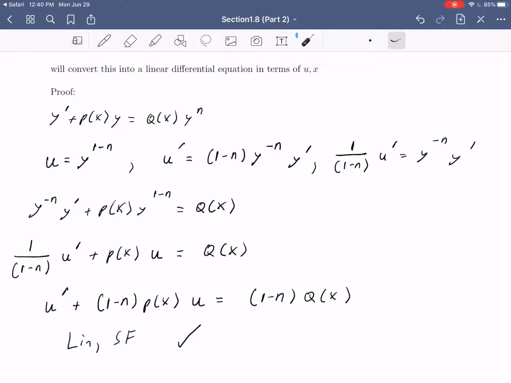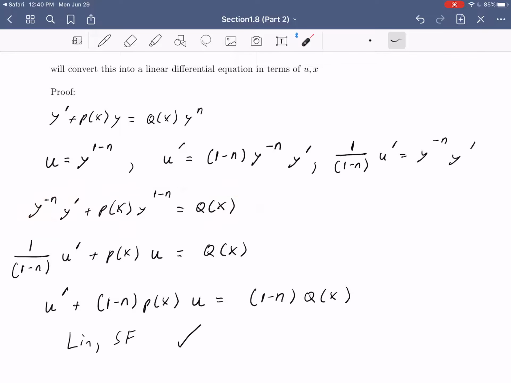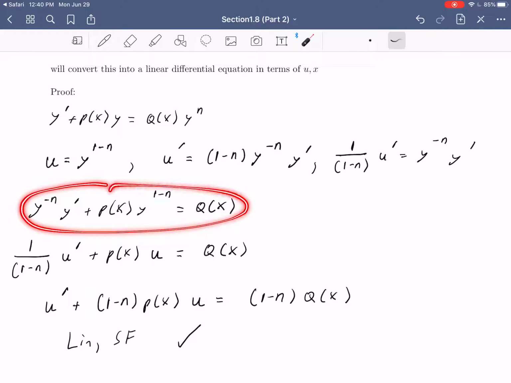Notice it also tells us that this format with the y to the n is how we identify a Bernoulli, but we actually do the substitution by dividing the y to the n onto the other side, and it's from this format that we actually apply the substitution. So Bernoullis are a little bit tricky here, just because we use this format to identify that something is Bernoulli, and we use this format to actually plug in the substitution. However, we now have this theorem that tells us that if something is Bernoulli and we apply this substitution, we know it will always result in a linear differential equation.